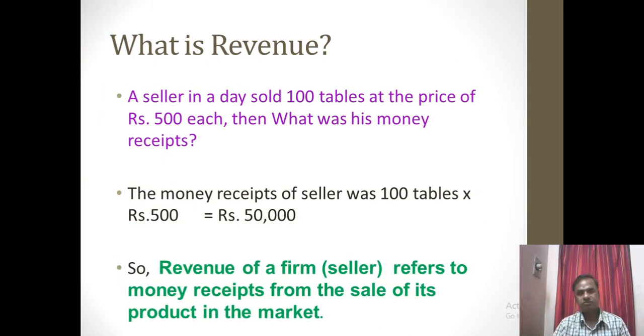So the revenue of a seller or a firm is the money receipts from the sale of its product. Money receipts from the sale of its product in the market is known as revenue. In microeconomics, we study the money receipts of an individual producer. Whereas in macroeconomics, we study the revenue of the government, which would be helpful to prepare the budget. But in microeconomics, we study the revenue of a firm or seller. That's why it is a microeconomic concept.